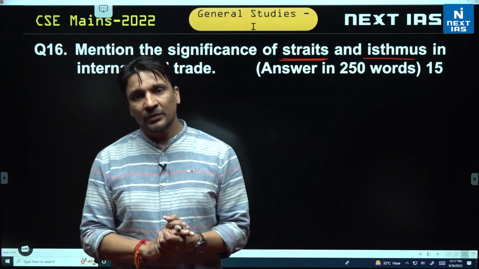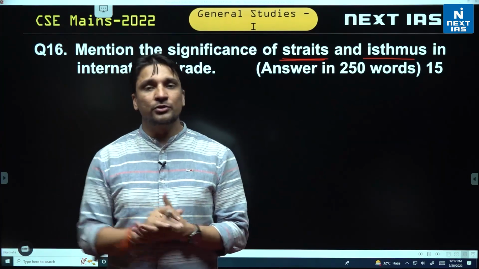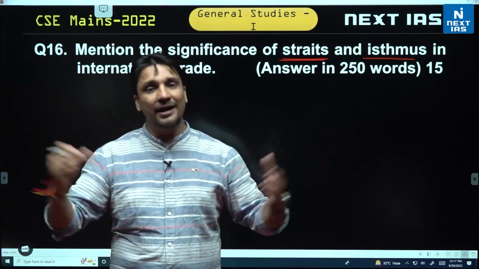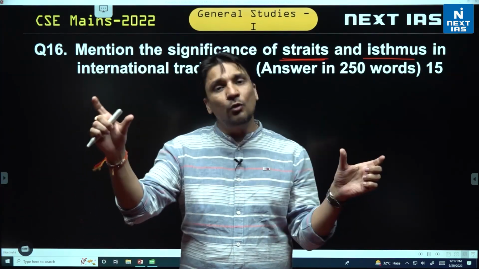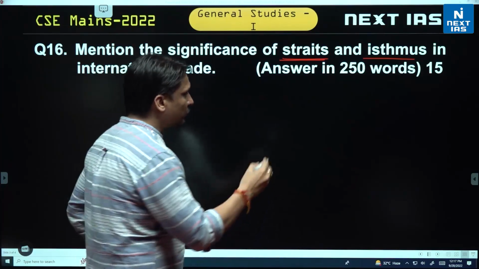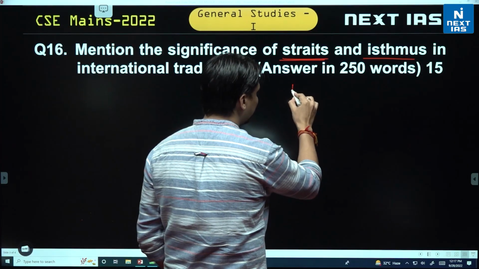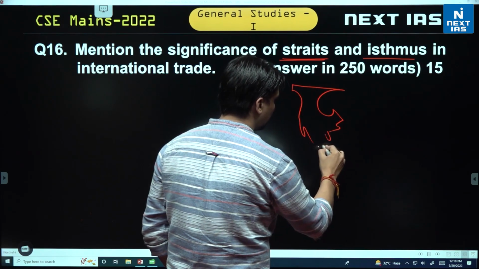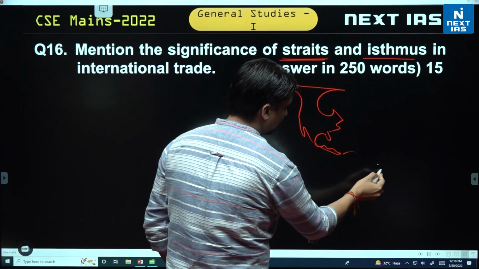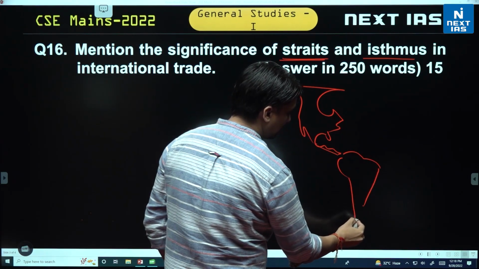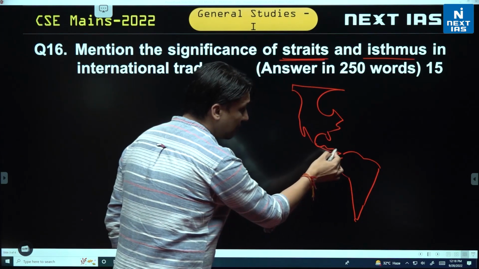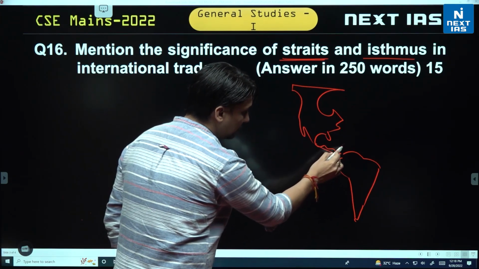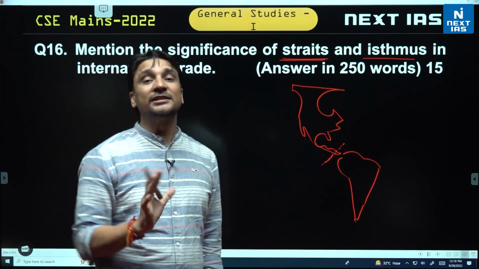Similarly, isthmus. Isthmus is a narrow tract of land connecting two continents or two large land masses and separating two oceans or seas. Correct? So imagine like this is North America and South America. Between North and South America, there is a narrow piece of land. Correct? So that is Panama Isthmus.